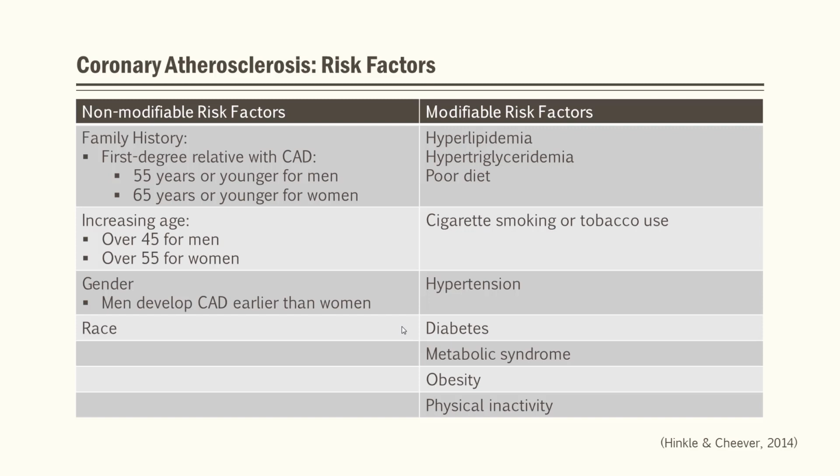Cigarette smoking, just stop. Don't use any kind of tobacco. Keep your blood pressure under control. Keep your diabetes under control. Doesn't mean if you have hypertension or if you're diabetic that you're going to have a myocardial infarction, but if they're out of control, your chances are greater. Metabolic syndrome we're going to talk about on the next slide, but being obese and physically inactive are very strong risk factors, but those can be modified by losing weight and being active.